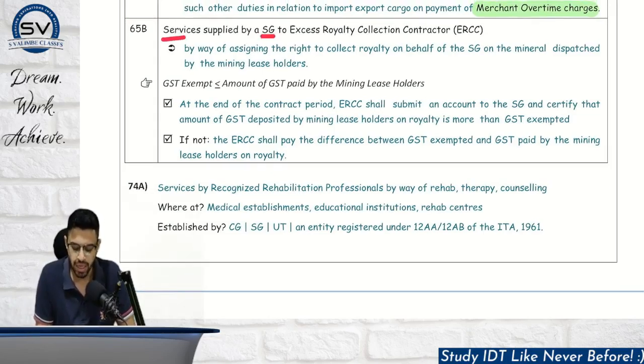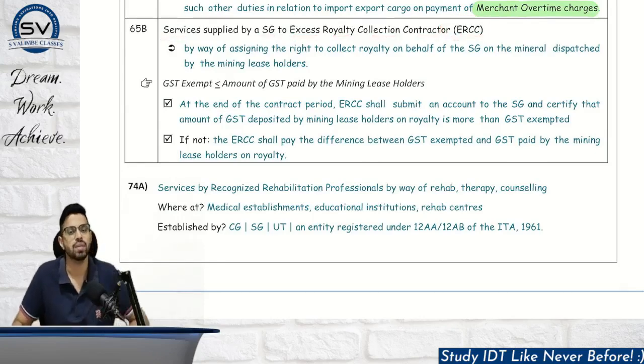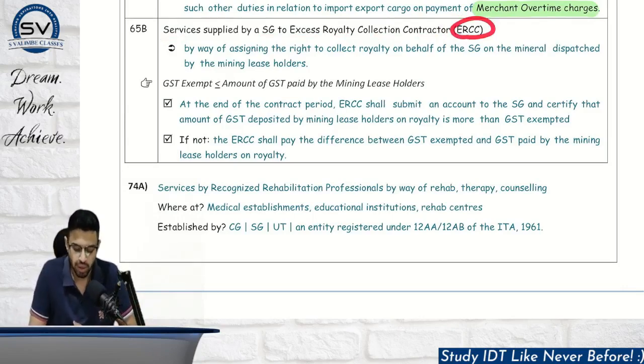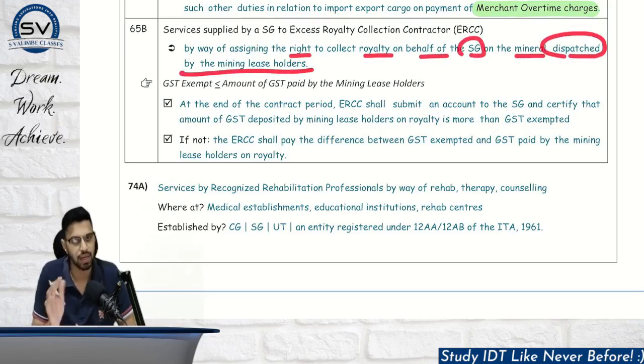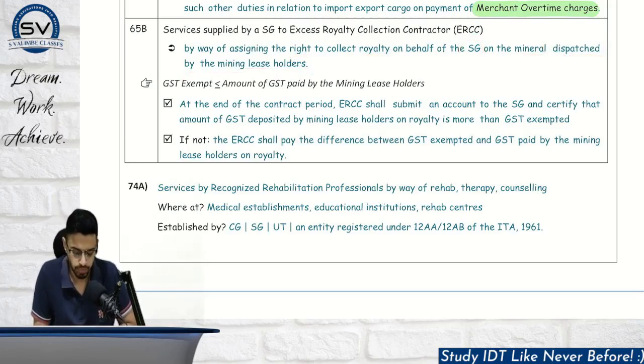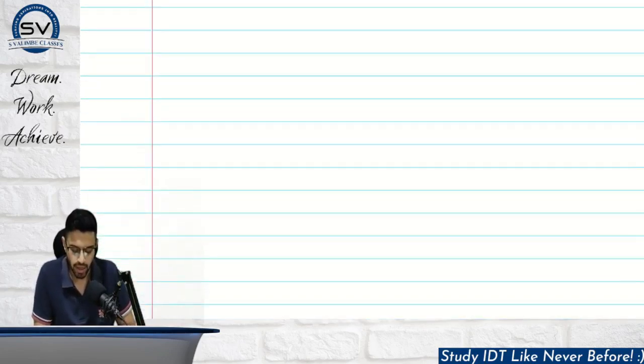Services supplied by a state government to an excess royalty collection contractor. Now what happens is that the state government is giving the right to the ERCC. What is the right? It is assigning the right to collect royalty on behalf of the state government on minerals dispatched by the mining lease holders. Now please understand what is the issue. Three parties that are in this particular transaction are the state government, the ERCC contractor, and the mining lease holders.